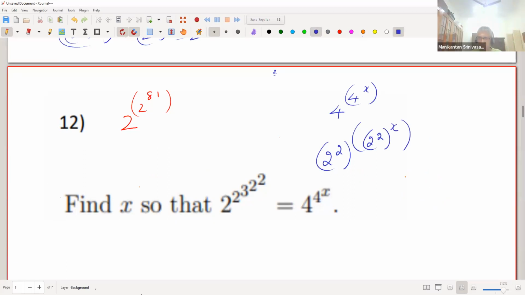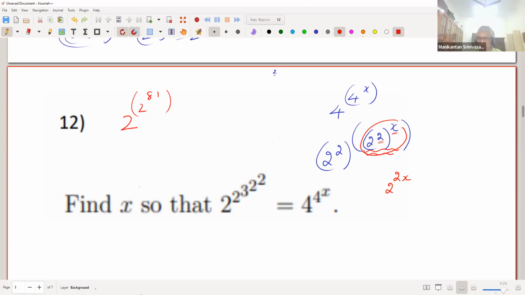Now let's focus on the power portion first. So this is 2 power 2, whole power x. So this guy is 2 power 2x, just by simple multiplication. This 2 and x will multiply here. So this is just 4 power x.